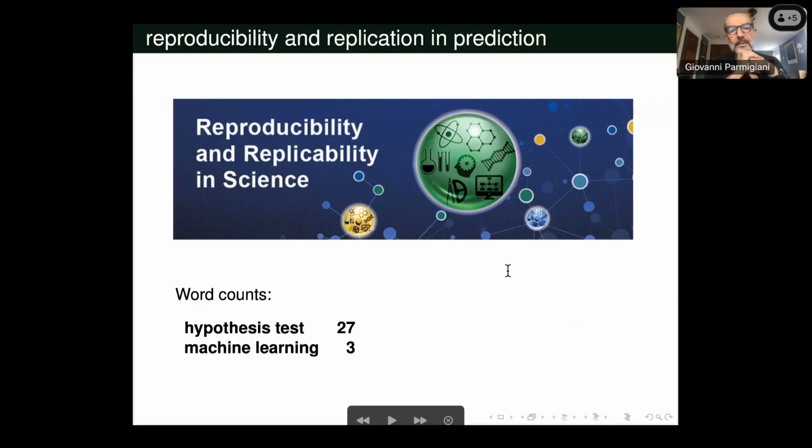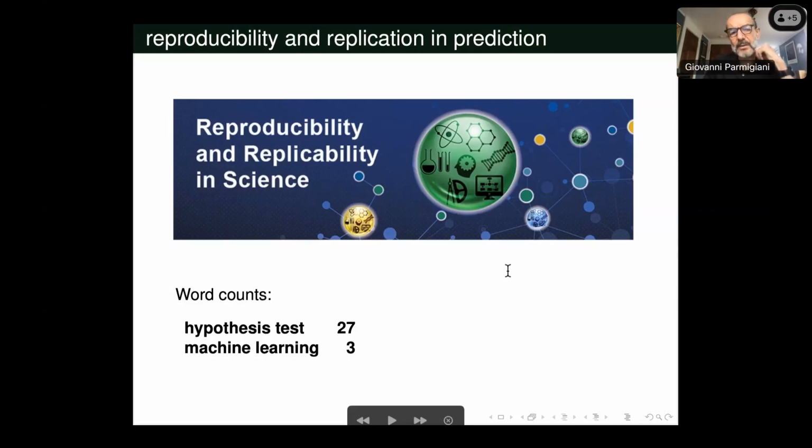Interestingly, the National Academy of Sciences report, as good as it is, focuses very much on results defined in terms of hypothesis testing, but not so much in terms of predictions. The phrase hypothesis test appears 27 times, while machine learning only appears 3 times, and I don't think there is any mention of AI.